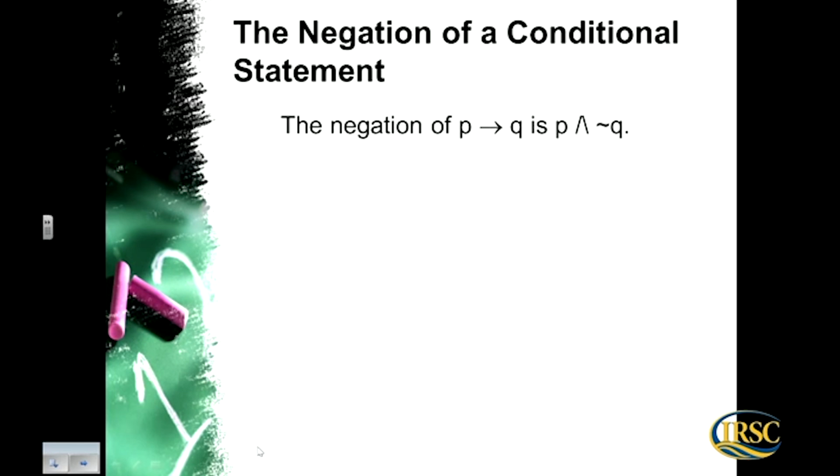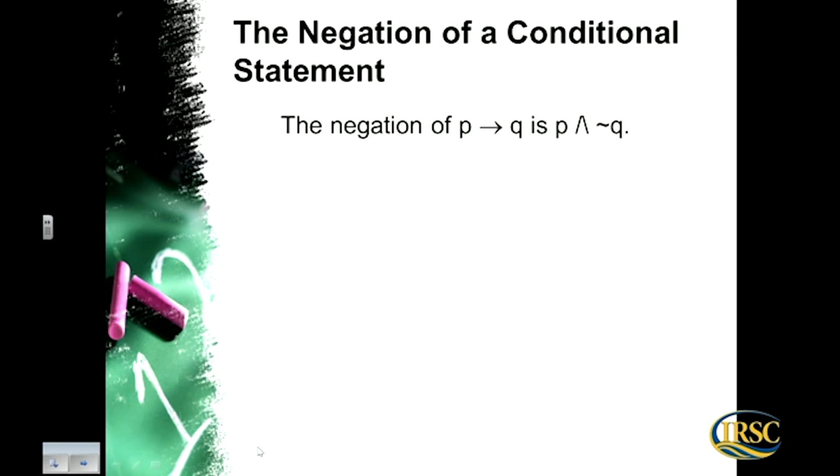So if you have an if-then statement and you want to form the negation of that if-then statement, then you're going to change it to an and statement. So the negation of if P then Q is P and not Q. Now the way that helps me to remember this is if you think about the only time that an if-then statement is false is when the if is true and the then is false.